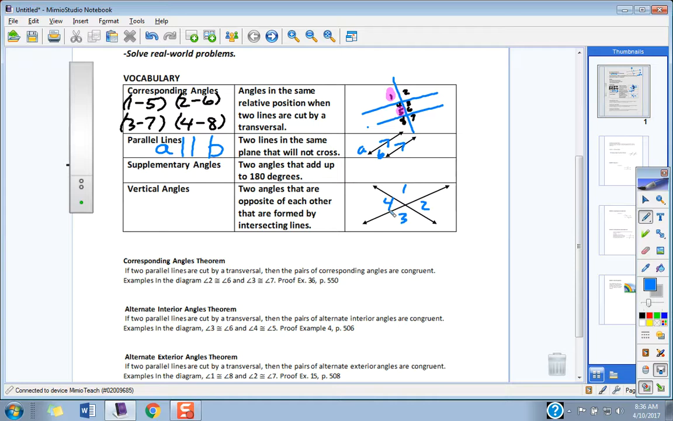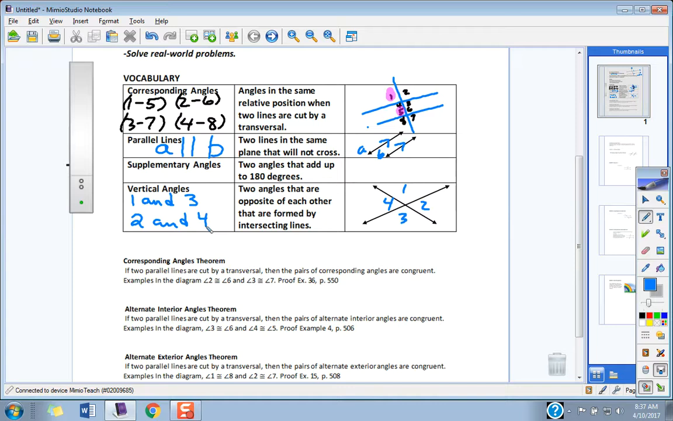Which angles are vertical right here? Thought I heard somebody say it. I just didn't hear you. Say it again. 1 and 3. What's another pair of vertical angles? 2 and 4. Okay? Agree?